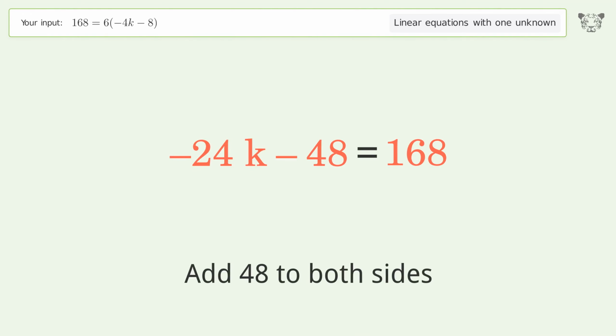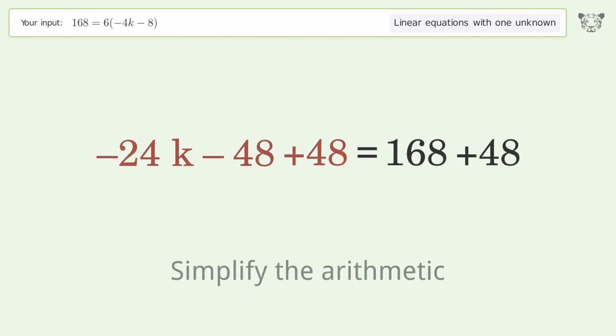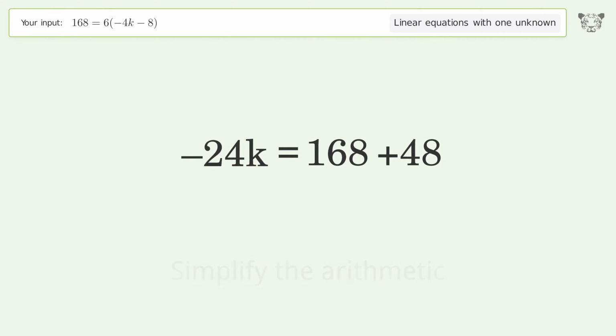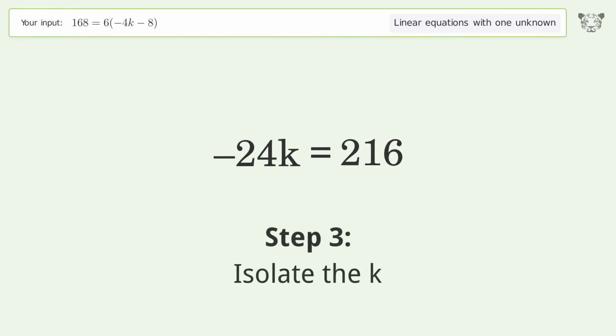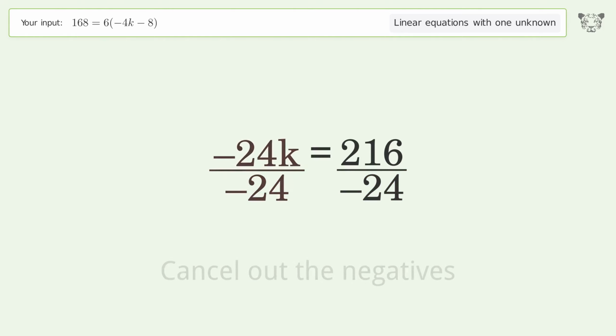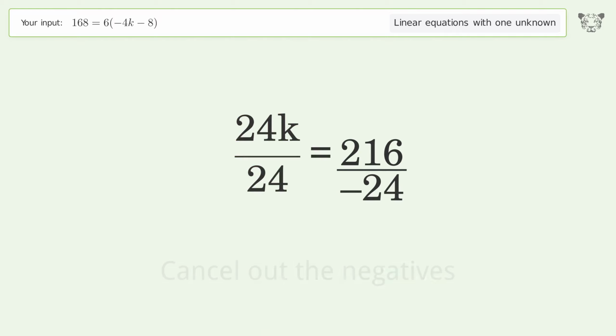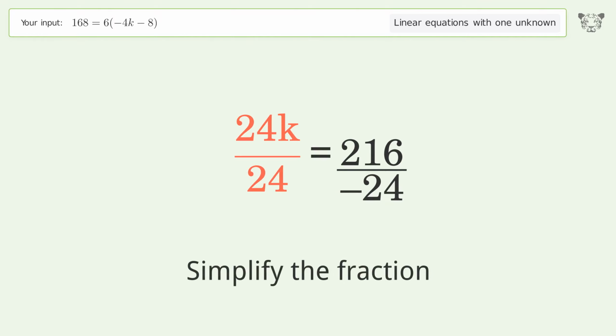Add 48 to both sides. Simplify the arithmetic. Isolate the k. Divide both sides by -24. Cancel out the negatives. Simplify the fraction.